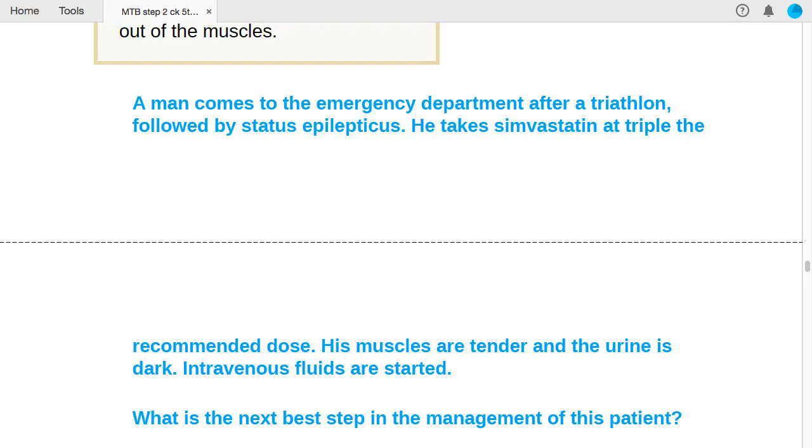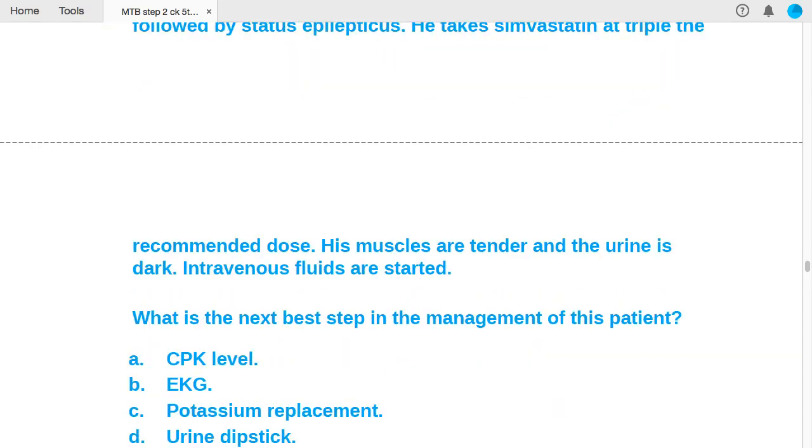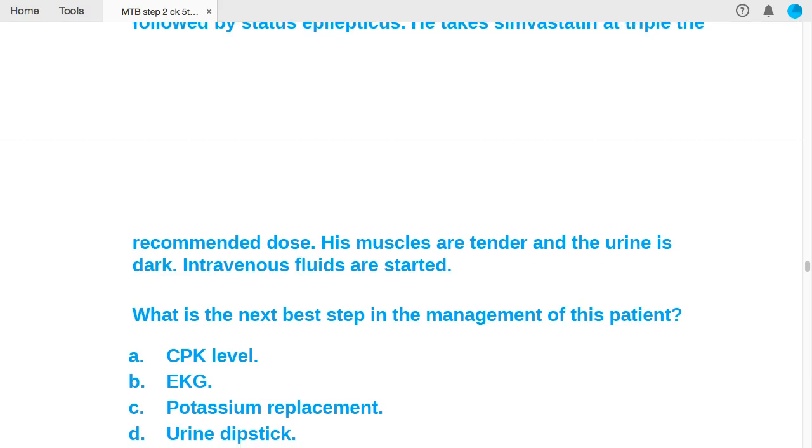See, the patient is in the emergency department after a triathlon followed by status epilepticus, and he is already on statins at triple the recommended dose. His muscles are tender, the urine is dark, and IV fluids are started. What is the next best step in management? Either you check the CPK level, or you do an ECG, potassium replacement, urine dipstick, or urine myoglobin.